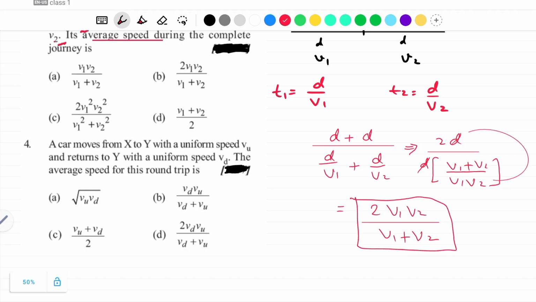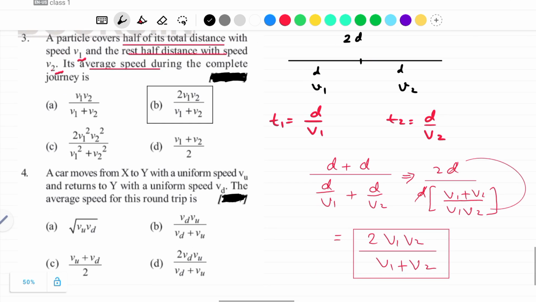So students, this is the formula of overall average speed for this question, which is 2 v1 v2 over v1 plus v2. So you can see that option B matches with our answer. So option B is correct. I hope it is clear to you.